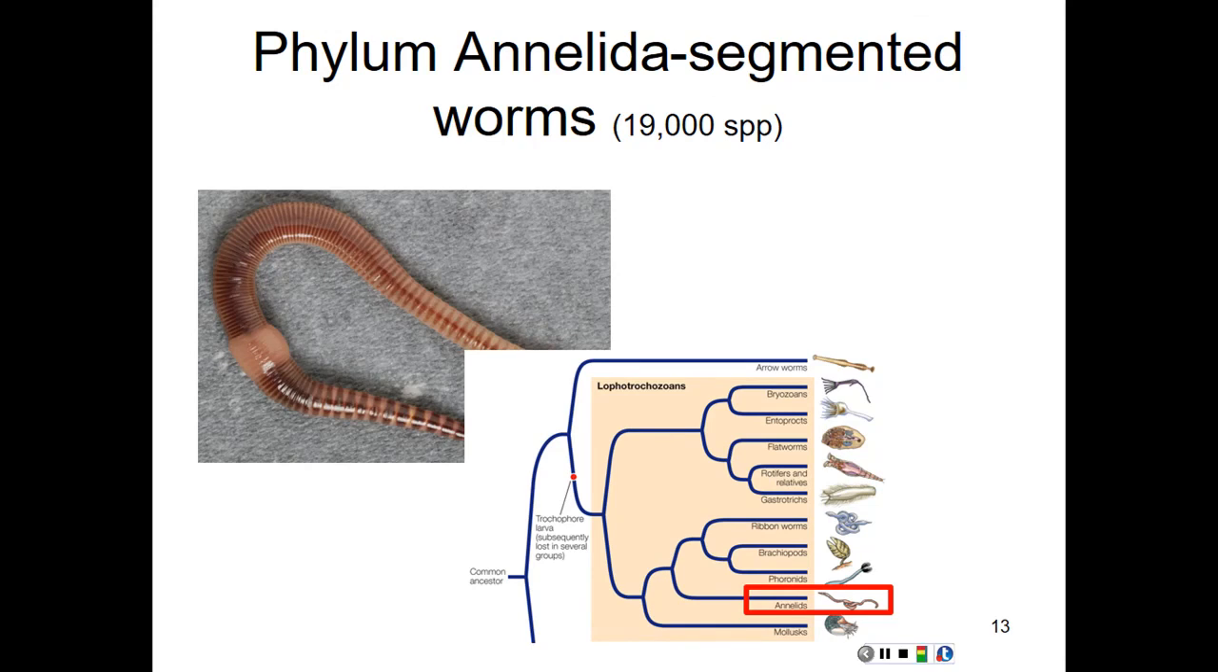All right, we're going to take a little break here and then pick up with phylum Annelida, which are our segmented worms, and they are a very big group indeed. So let's take a little deep breath before we start those guys.